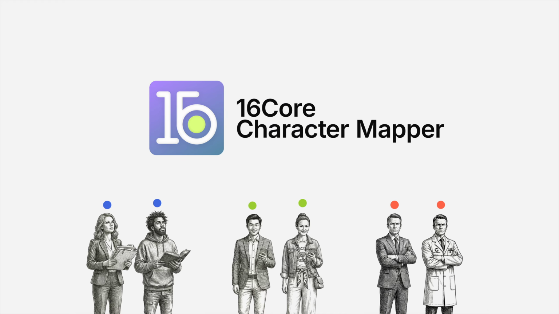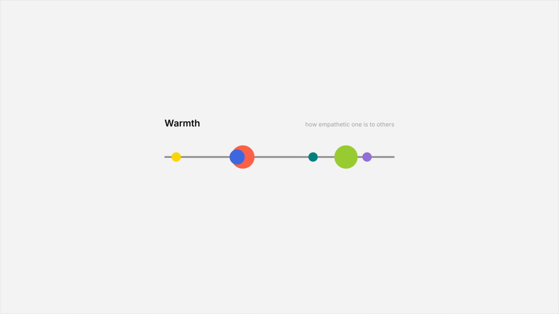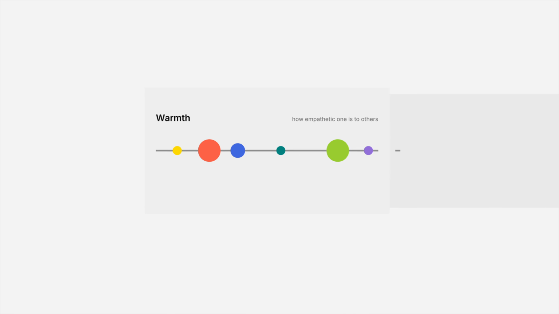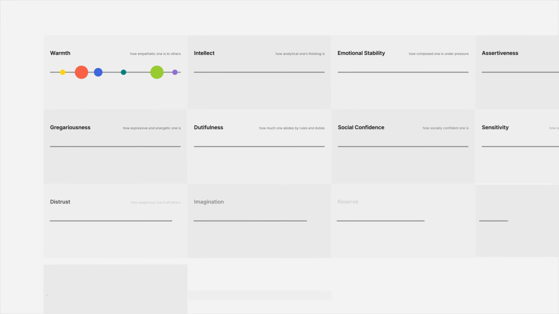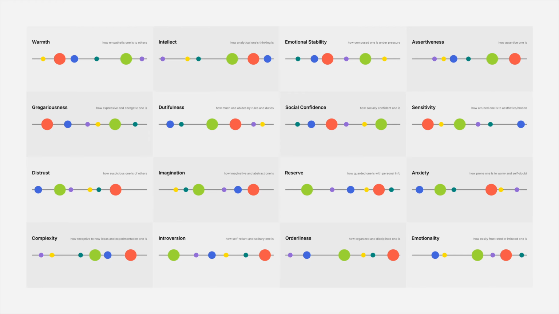16 Core Character Mapper is a free cross-platform character development tool designed to help writers, screenwriters, and game designers visualize their cast's psychology. Grounded in established research, it allows you to map your characters across 16 primary personality dimensions, ensuring every one of them has a unique footprint in your narrative.